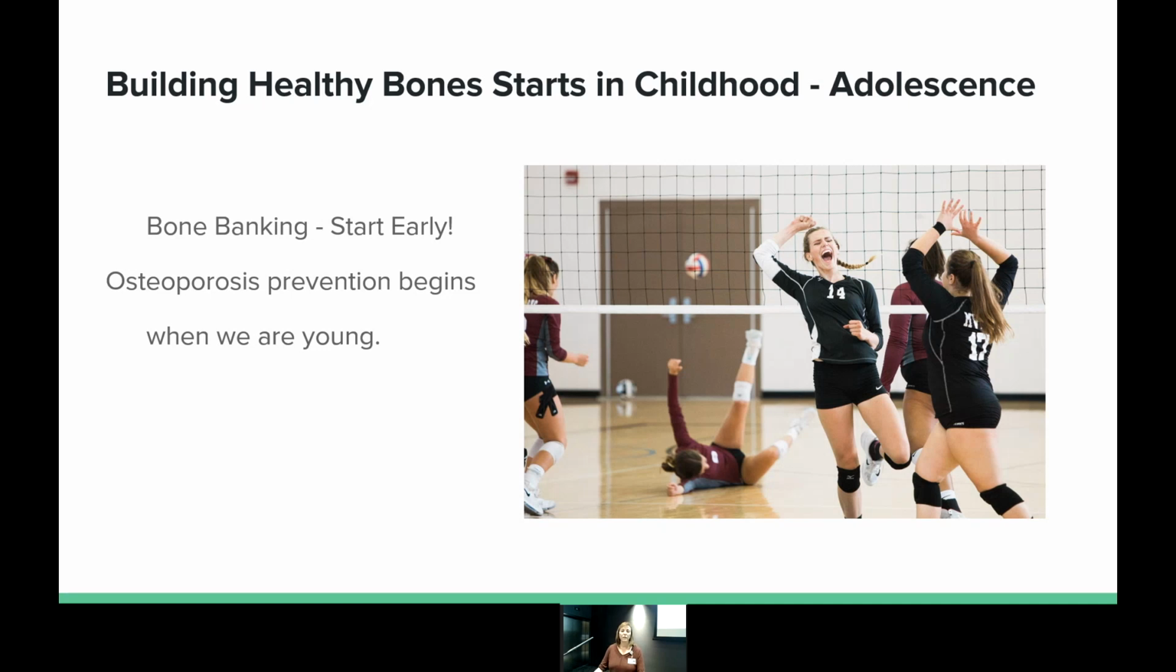Research is showing us that physically active adolescents actually have greater bone density than inactive adolescents of the same age. In fact, those that are active can have 40% greater bone mass than those who are inactive. So just an example that highlights the importance of building bone early and when we're young, and a great reason to maybe encourage your children or your grandchildren to be active.